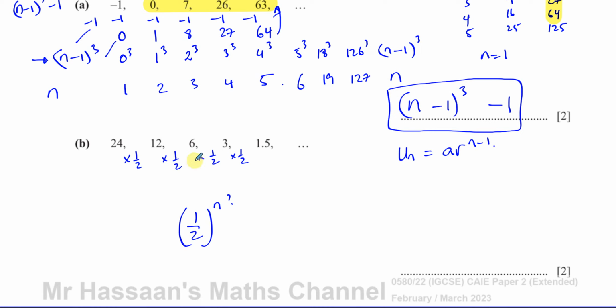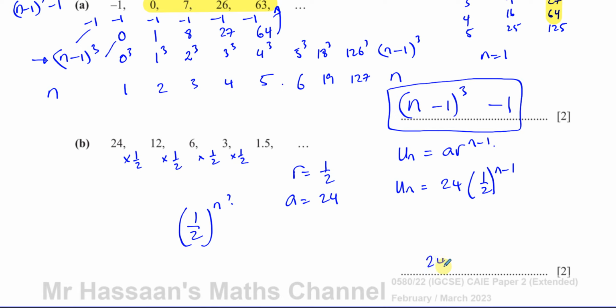Any sequence that you notice like this, where you have to multiply by the same number each time, has a common ratio. r is equal to that number that you multiply by each time to get to the next term. a stands for the first term in the sequence, which is 24. So we can say that the nth term, which is given the symbol un, is equal to 24 times a half to the power of n minus 1.